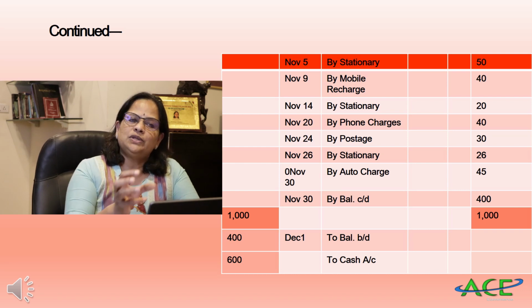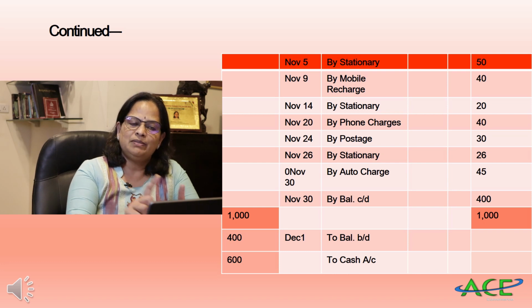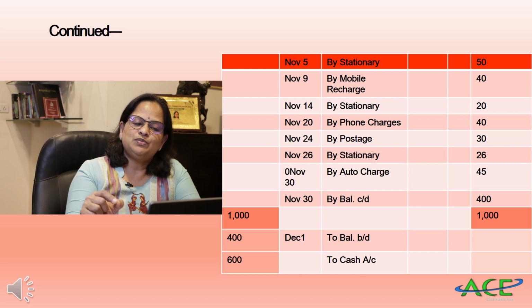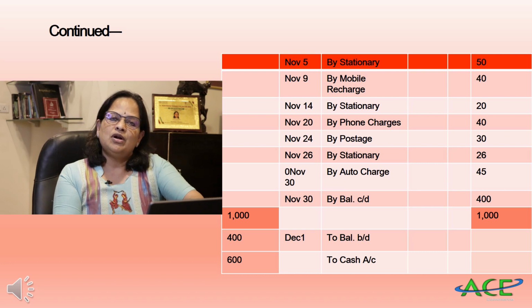Now what you have to do, 1000 is the total column. So on both sides we are writing 1000 in the amount column, and the balancing figure we will take. Total of all expenses minus the amount available gives a balance of 400. So to balance brought down, we will write in the amount column 400.